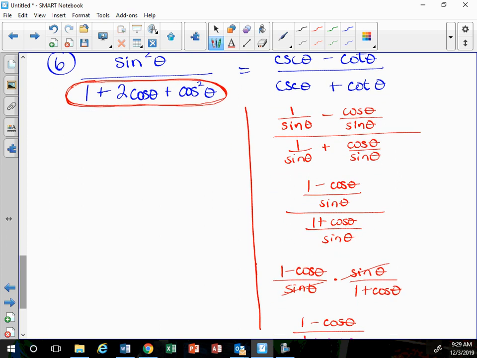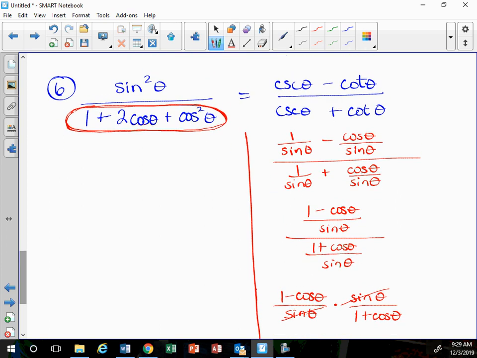So a couple of things here. Sine squared. What could I replace sine squared with? 1 minus cosine squared. Okay, algebra rule here. Can I just cross out these cosine squares? No, these are not factors. We've got addition and subtraction going on, so you can't do that. You can only cross out factors, so we should factor.